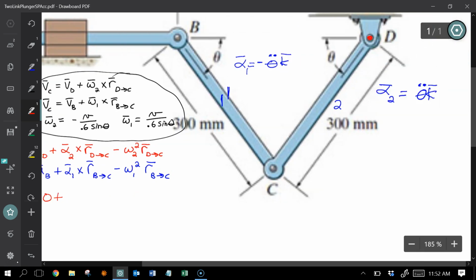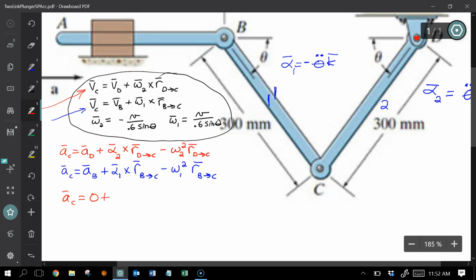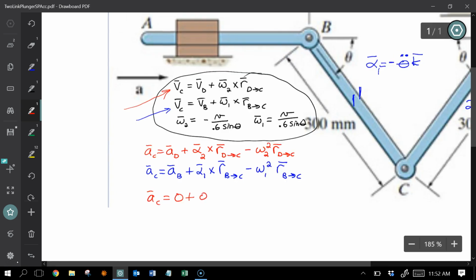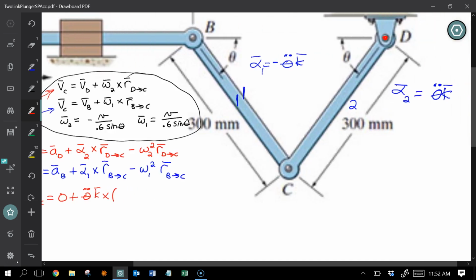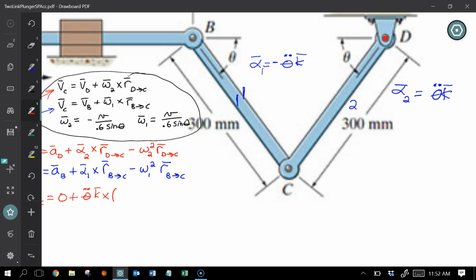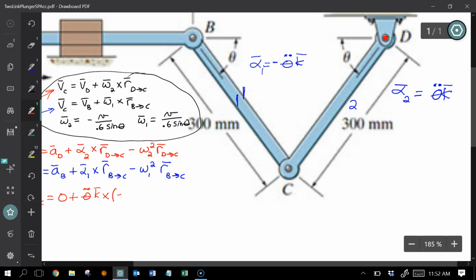Plus the alpha of 2. The alpha of 2 is theta double dot k, cross the r, just like it was before, from D to C. Probably should have written them down from before because they're exactly the same. So from D to C, this is going to be a negative 0.3 cosine of theta in the i, and it's going to be a negative 0.3 sine theta in the j, exactly what it was before.